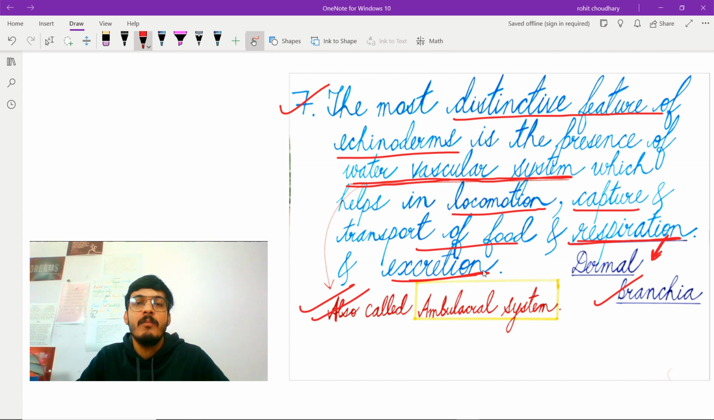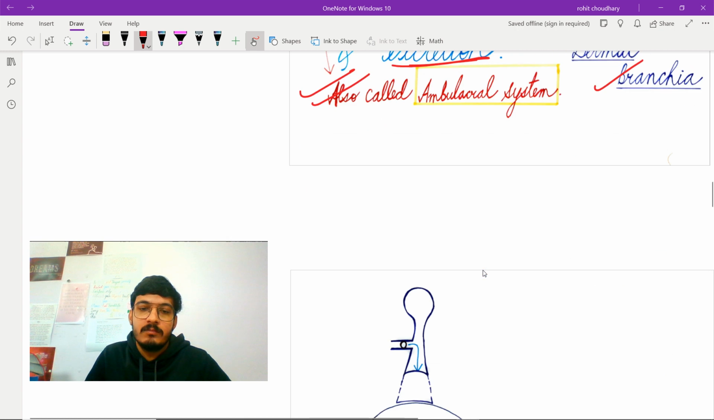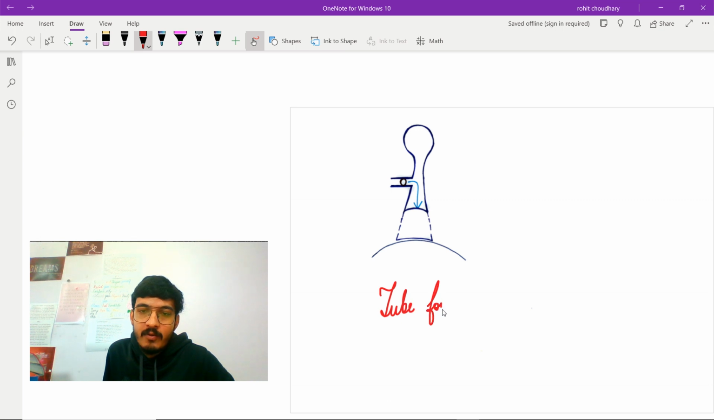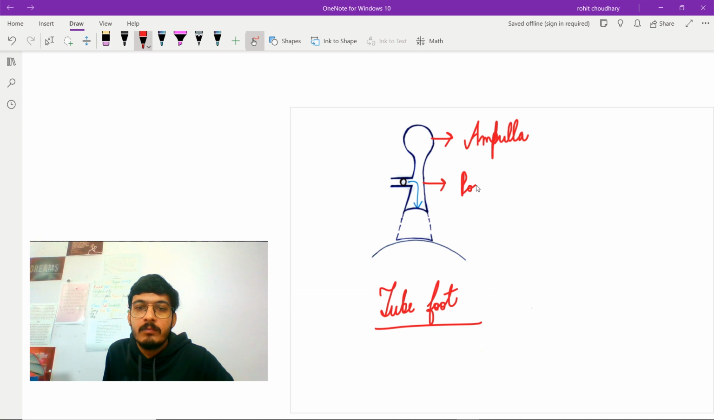It plays a number of functions. So this is the structure of a tube foot, single tube foot. We will label the parts to have a proper understanding of the diagram. This is ampulla. This middle part is podium.